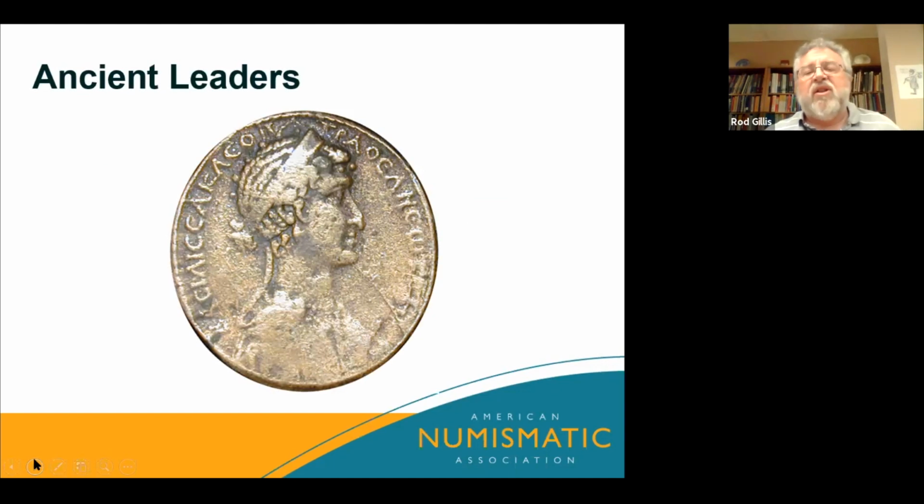So here we have an ancient leader on a Roman coin. I want you to examine the coin, and I want you to try to think of, who is that? Who is that on the coin? Take a second. Look at it carefully. Think about who this probably is.